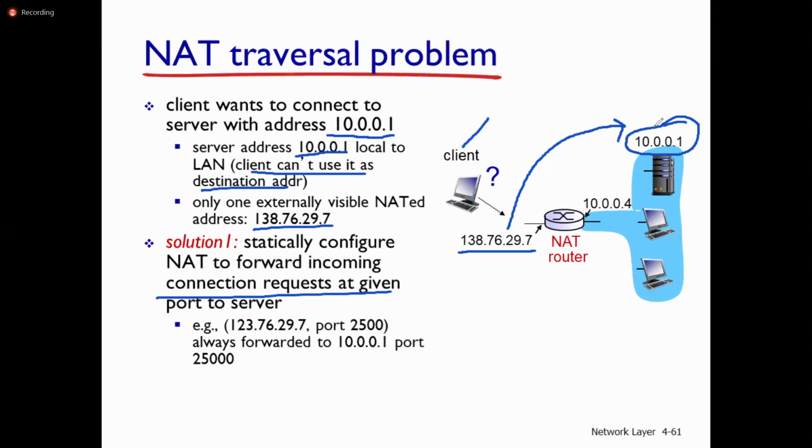One of the solutions is to statically configure the NAT to forward the incoming connection request at a given port to the server. For example, this is the IP address of the incoming datagram and the port number is 2500. Always forward to this IP address with this port number. Here we need to change some of the things which are part of the network address translator while forwarding the datagram to the servers.